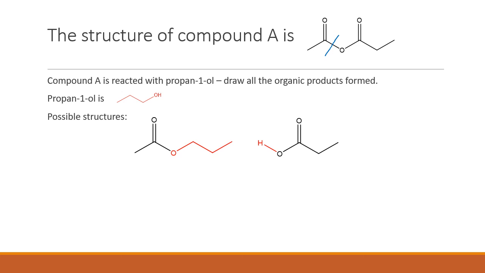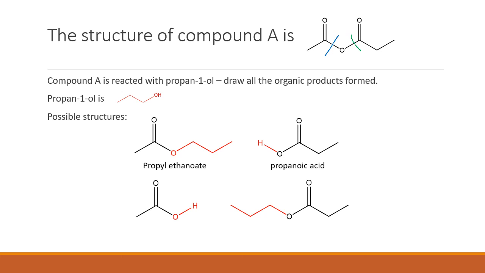What though if I were to break my structure on this side? What two products would I get then? So if I were to put the propan 1-ol here and just give this oxygen the H, then I'd get these two. Maybe pause the video now and see if you can name these 4 structures. So we've got propyl ethanoate, this is propyl on an ethanoate, and propanoic acid, and then here we've got ethanoic acid and a propyl, because it was propan 1-ol for both of these, propyl on a propanoate.